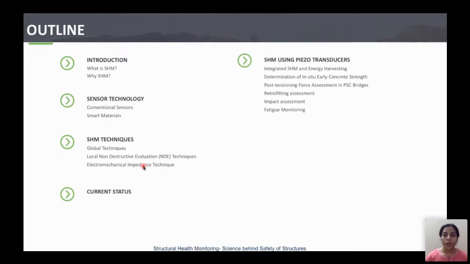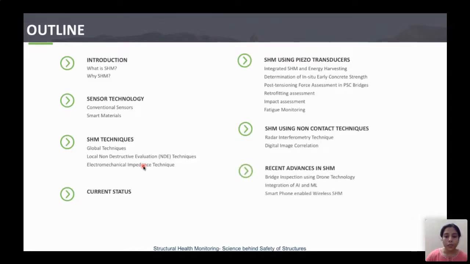After this, we'll be covering the R&D work in the area of structural health monitoring, specifically using the piezo transducers first, then using the non-contact type techniques, including the radar interferometry technique and digital image correlation, which we frequently call DIC. Then we'll see what are the recent advances in structural health monitoring. We will cover the drone technology, its integration with artificial intelligence, then smartphone-enabled wireless SHM. And finally, we'll wrap up the presentation with the challenges which have blocked SHM, which have not made SHM reach where it should have been till now.